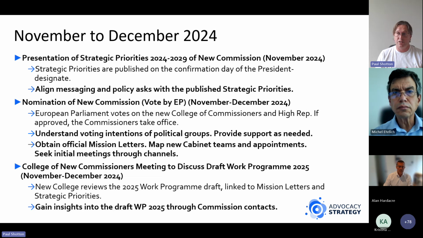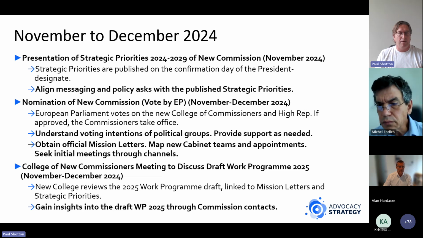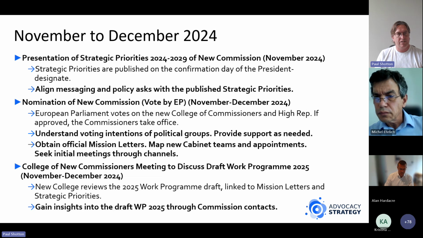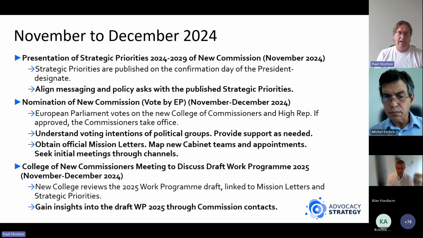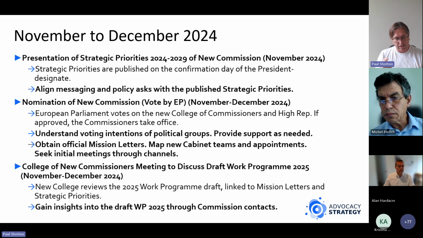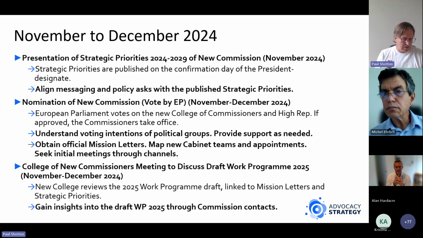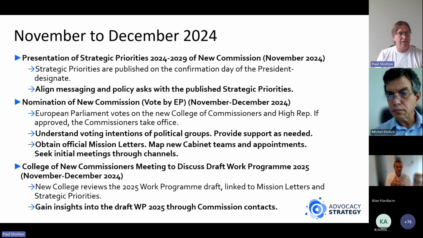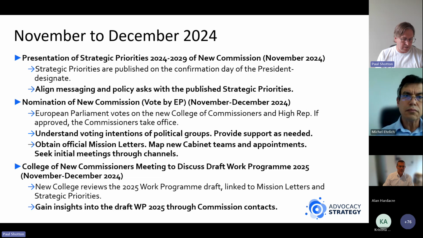So understanding the voting intentions of the political groups, supporting and providing clarity to key MEPs. As I mentioned before, obtaining official copies of the mission letters, as well as mapping the new actors and the new staff within the cabinet of the commissioners that have been voted through by the Parliament and appointed. So we're looking here in this phase of November to December very much trying to understand what are the priorities for your organization in relation to the strategic priorities of the Commission?